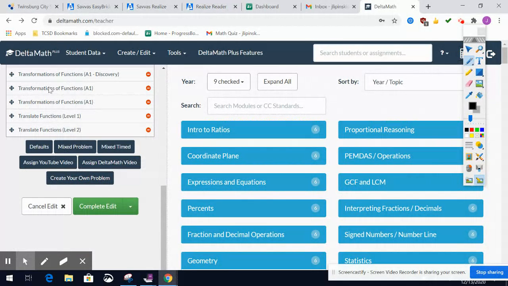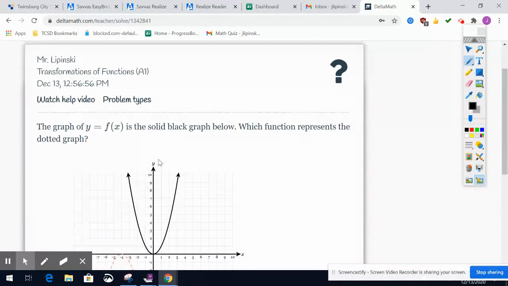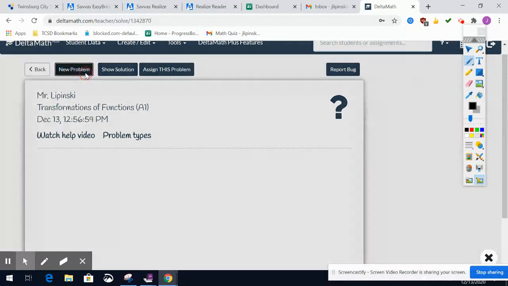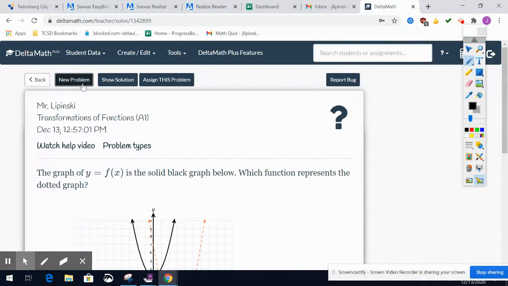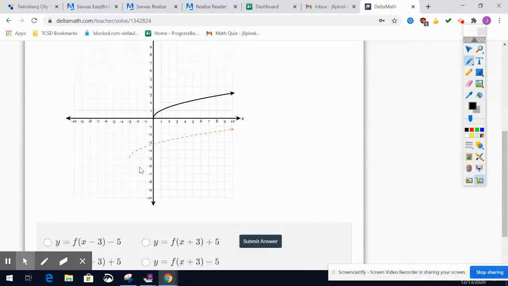Same thing with transformations discovery. Those are just going to be cubic. So now we have some problems that, no, you won't have any quadratics. There we go. Okay, so now we got to put in the equation.